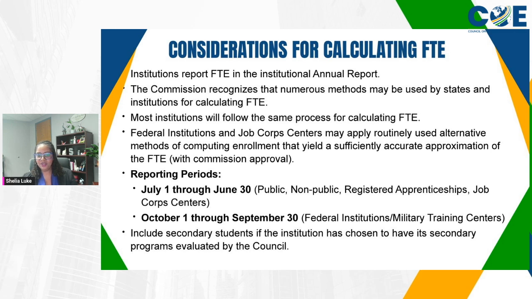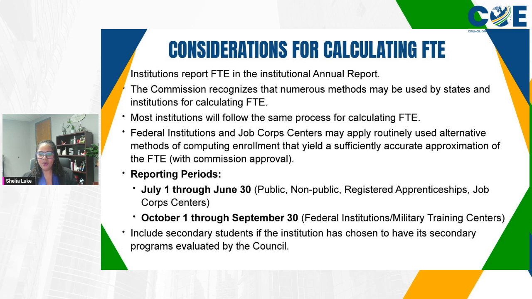Our federal institutions sometimes use average on board, or AOB, measure in place of a traditional FTE calculation. Another important factor to consider in FTE calculations is the reporting period. In general, if you're a public or non-public institution, a registered apprenticeship, or a Job Corps center, then usually you have a July 1st through June 30th reporting period. Federal institutions may typically use an October 1st through September 30th reporting period.